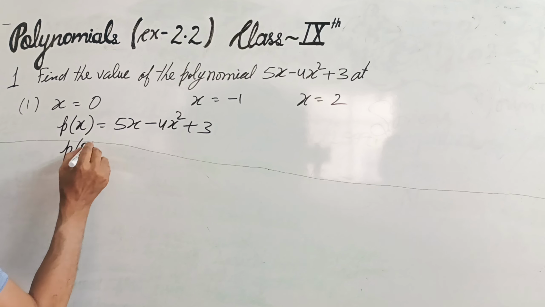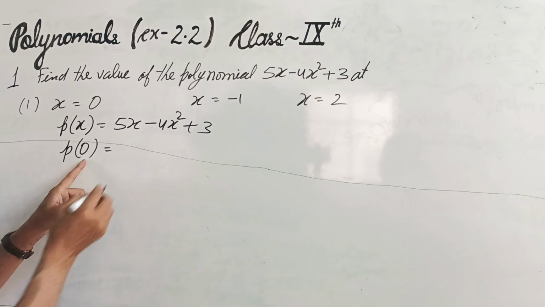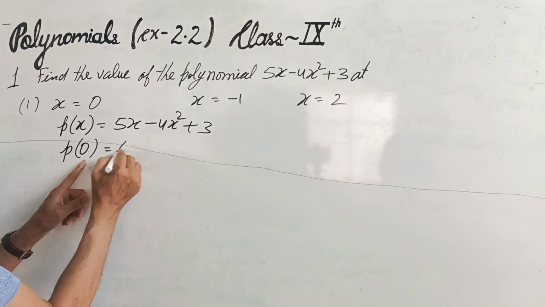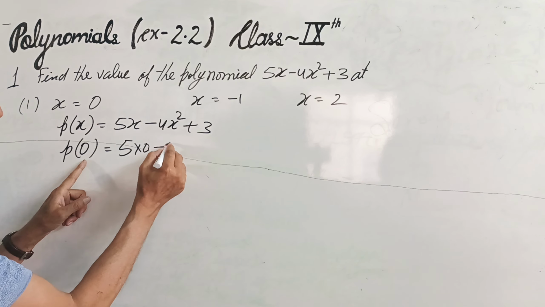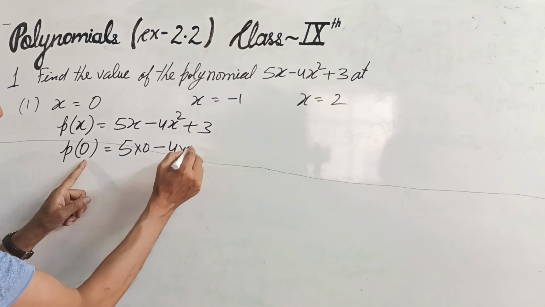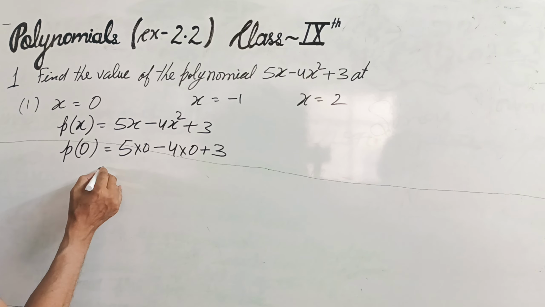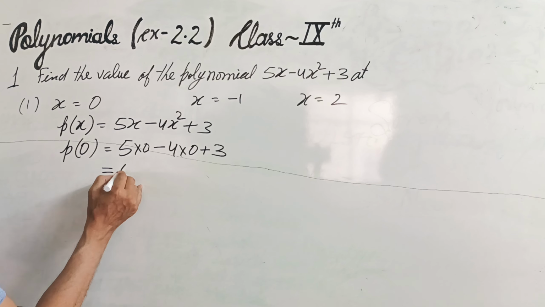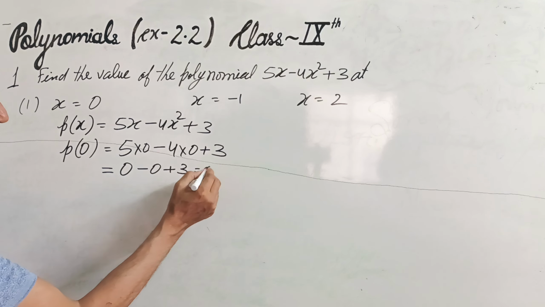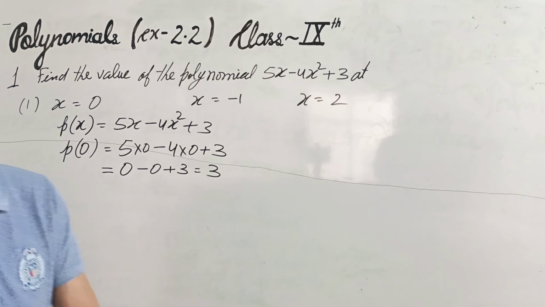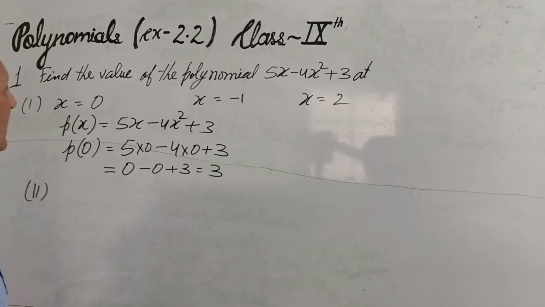at 0, right? So replace x for 0. You get 5 into 0 minus 4 into 0 plus 3. That will give you 0 minus 0 plus 3 is equal to 3. ठीक है दोस्तों, let's take up part 2.